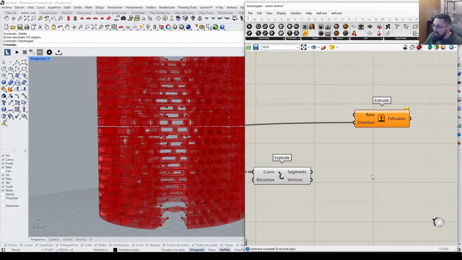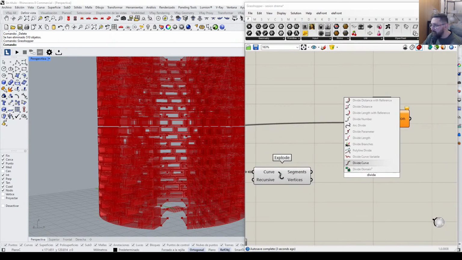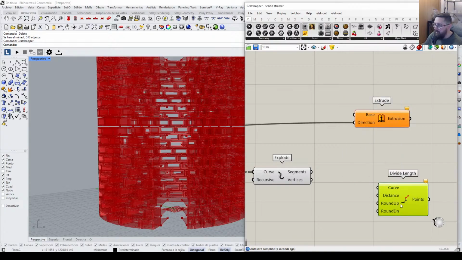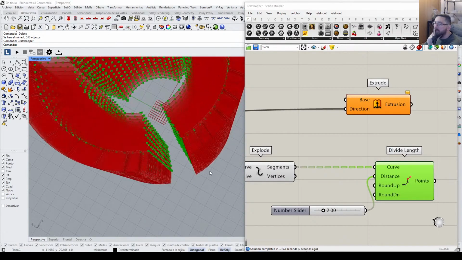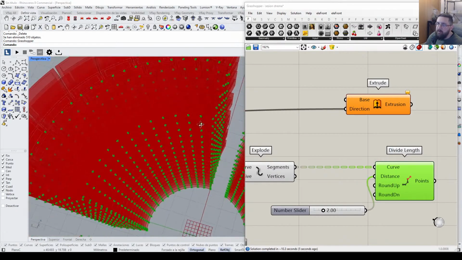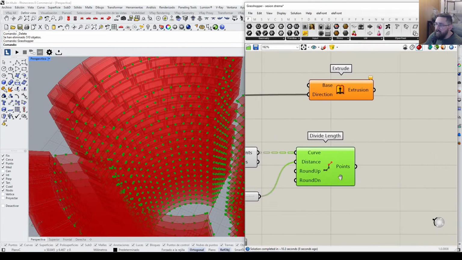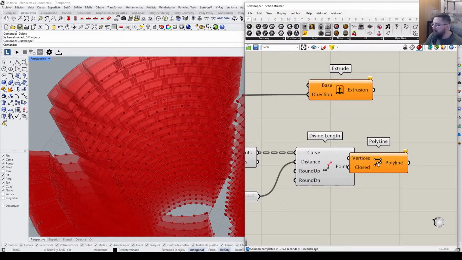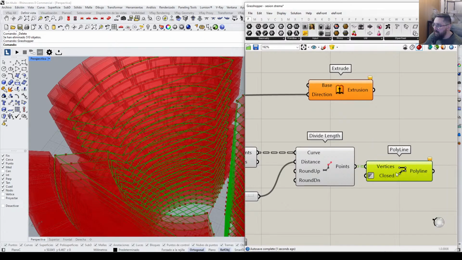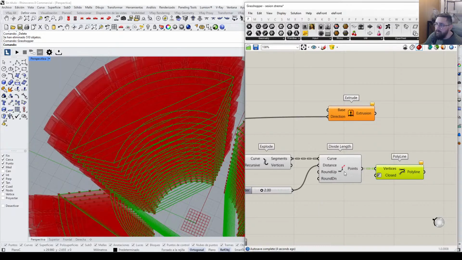Before we do that, let's actually divide curve by length. Distance is going to be whatever, between 0 and 10. I'm going to say 2. Shoot, that's very big. Damn it. Why 2? It's not even that many. Why did it take so long? Okay, anyway. Divide length, polyline. Vertices close, yes. What's happening there?